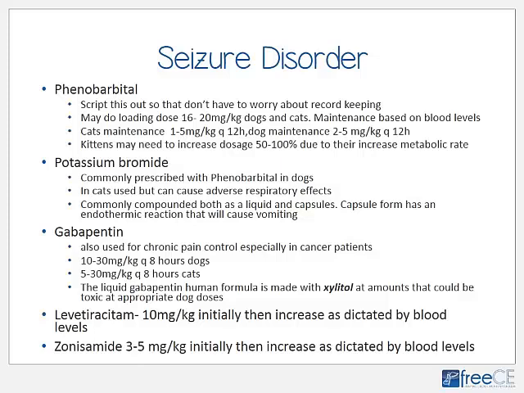Veterinarians are now using a number of new drugs to control seizures in pets. The most common of these is gabapentin. The dose for gabapentin in the dog is 10 to 30 milligrams per kilogram every 8 hours and 5 to 30 milligrams per kilogram every 8 hours in the cat. Three times a day dosing can sometimes be challenging for pet owners due to their work schedule. Another important note for gabapentin, the liquid form contains xylitol and should not be used in dogs. We are also seeing levetiracetam and zonisamide used more frequently to control seizures as well.